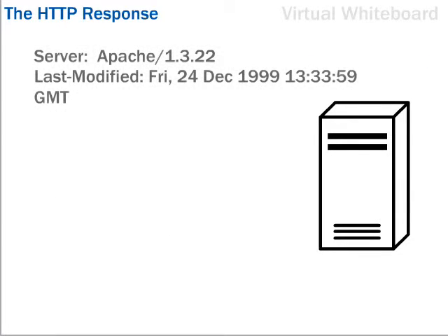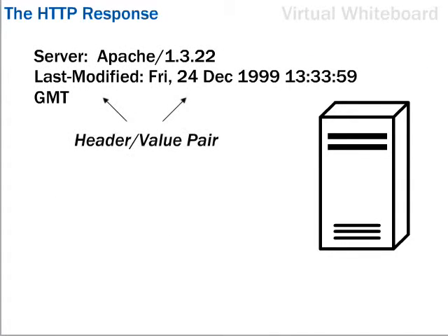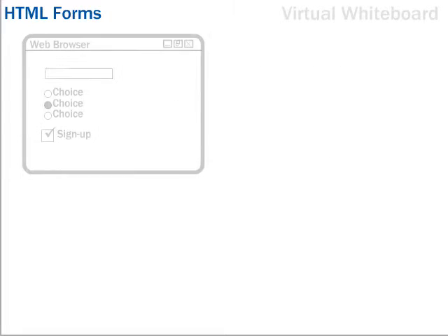The response may also contain header lines, each containing a header and value pair similar to those of the HTTP request, but generally containing information about the server and/or the resource being returned.